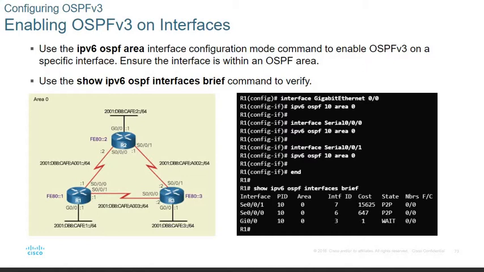Enabling OSPFv3 on interfaces. Use the ipv6 ospf area interface configuration mode command to enable OSPFv3 on a specific interface. Ensure the interface is within an OSPF area. Use the show ipv6 ospf interface brief command to verify.